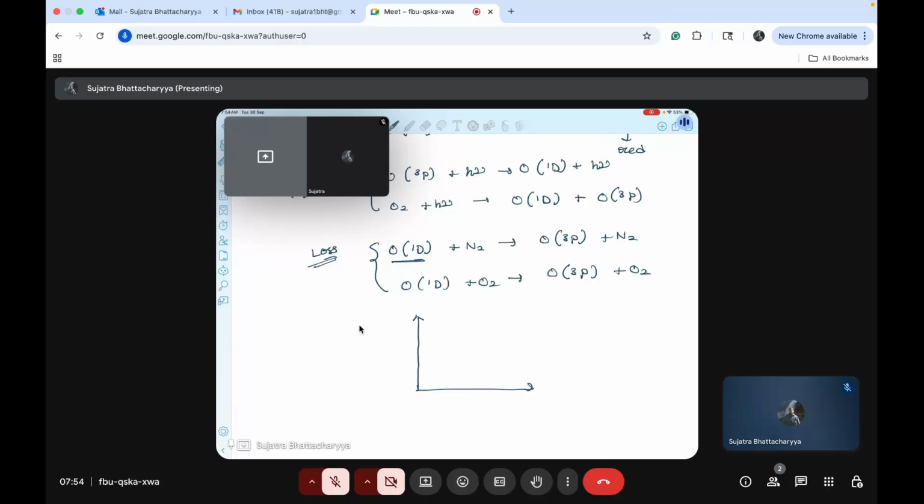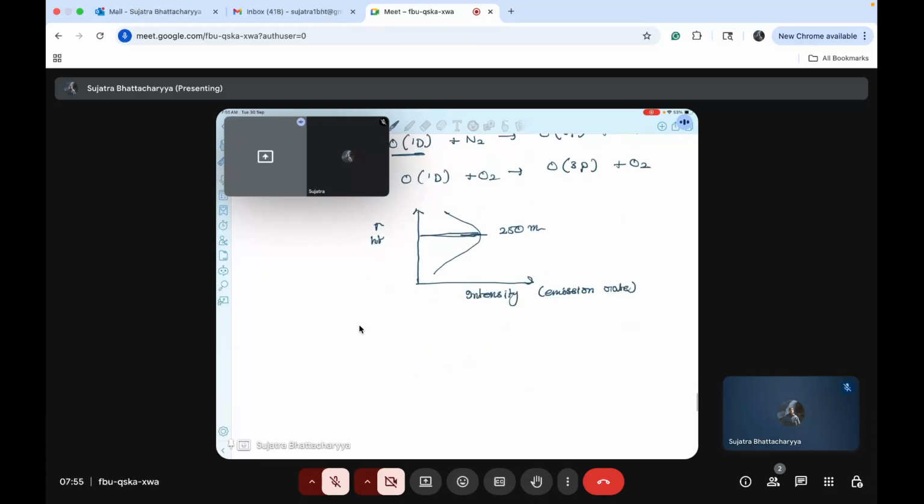So this is your height and this is your intensity. So the peak happens at around 250 kilometers. Okay, so this is the emission rate, the volume emission rate. All right, so these are the things.